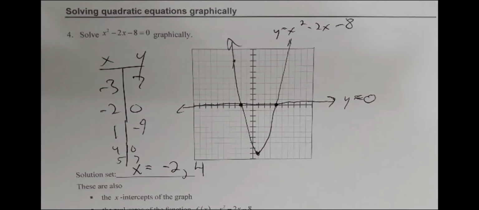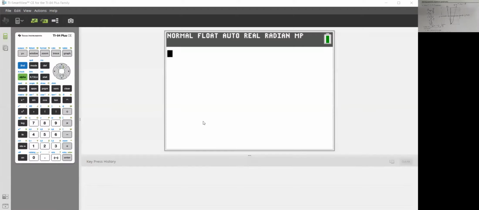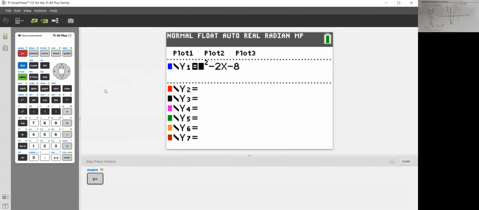Okay, so there is a way to do this if you have technology. I'm going to do a screen share with my TI Smart View. If you're on your calculator and you have a TI or something of the like, and you want to put in your function, you hit Y equals and type in x squared minus 2x. So I already have my function in here. You don't want to put anything else in. Make sure you have your function plotted in Y1.